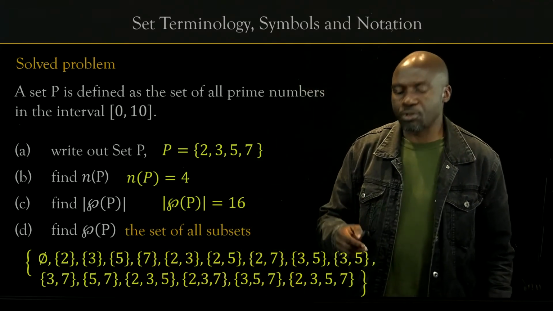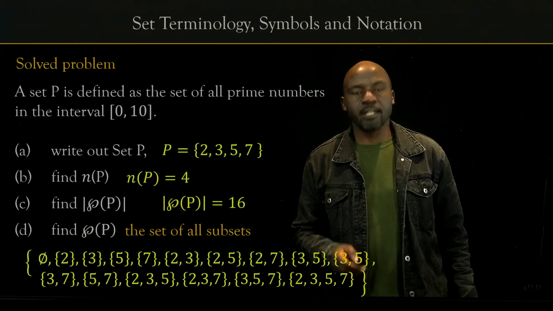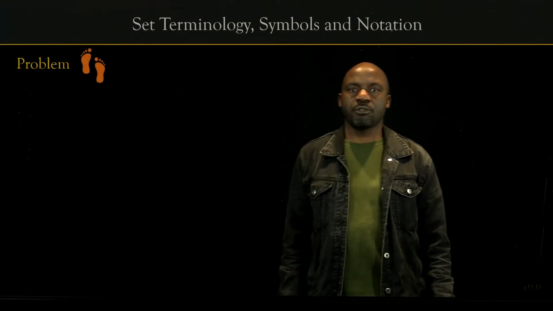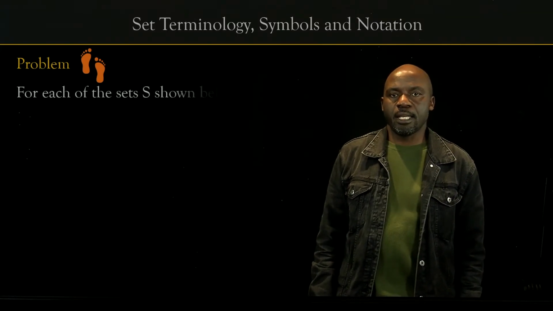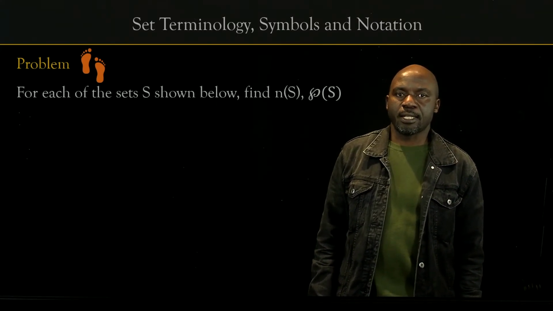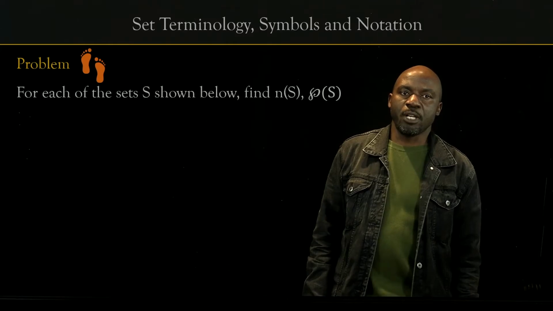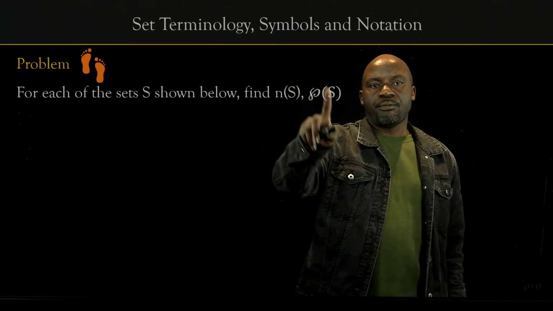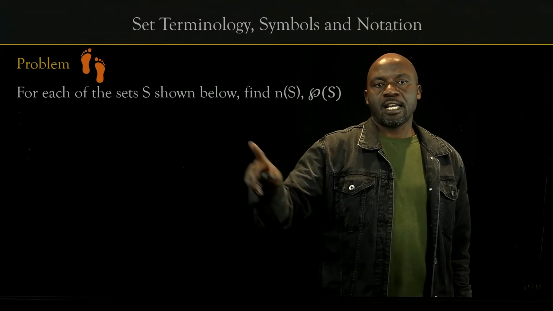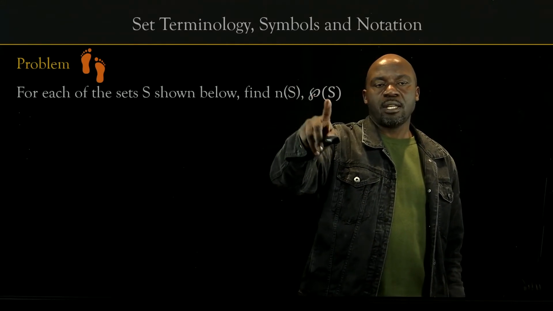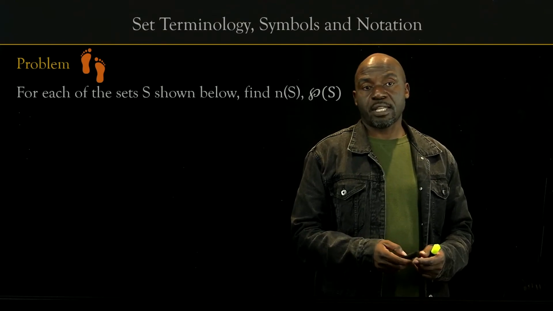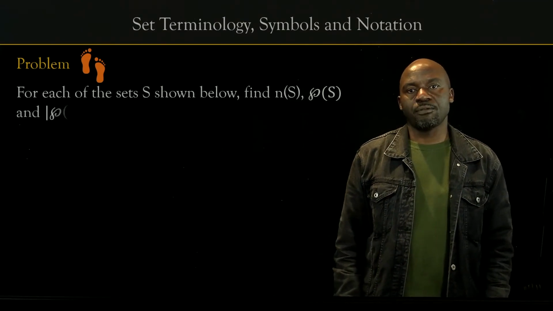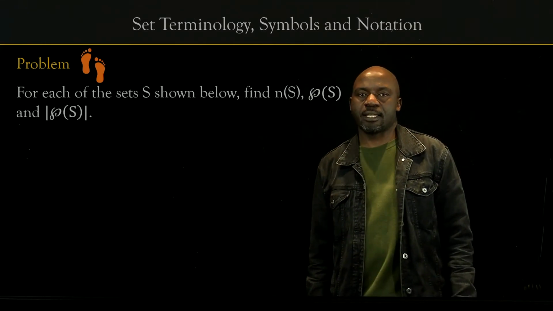And if you count that, you should find that there are 16 of them. Okay? All right, here is a problem that I want you to try out. For each of the sets S shown below, find the cardinality of the set, find the power of the set, and the power of the set means list all the subsets, and then find the number of subsets in the set itself.